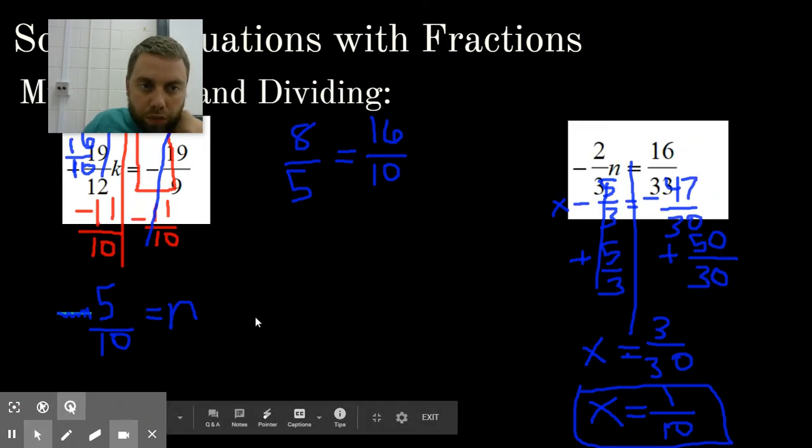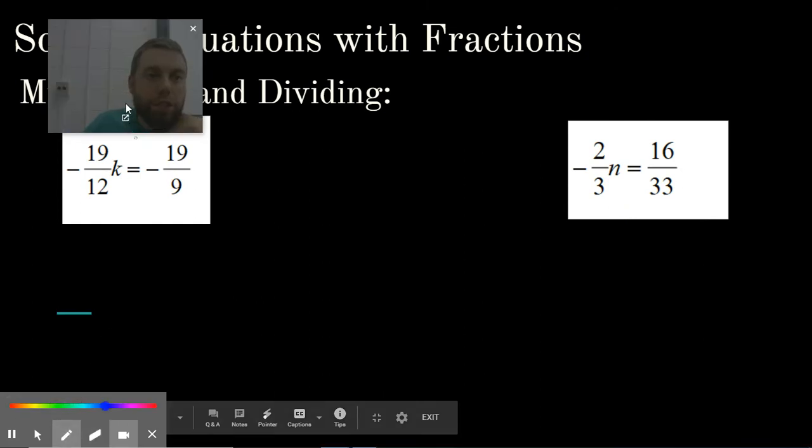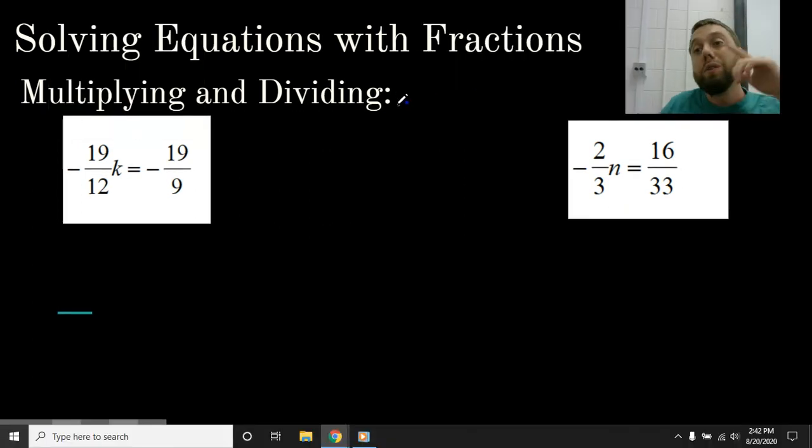Now, that was for addition and subtraction, but now what if we have situations where we have to multiply and divide? Sorry, that was addition, subtraction, this is multiplying and dividing.